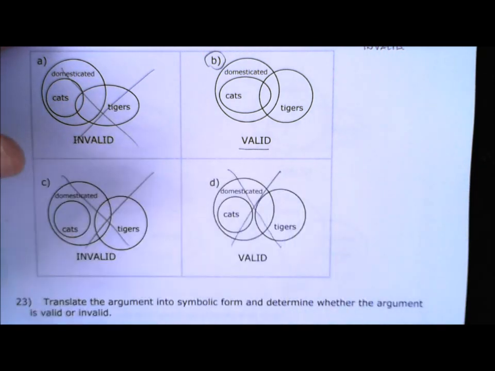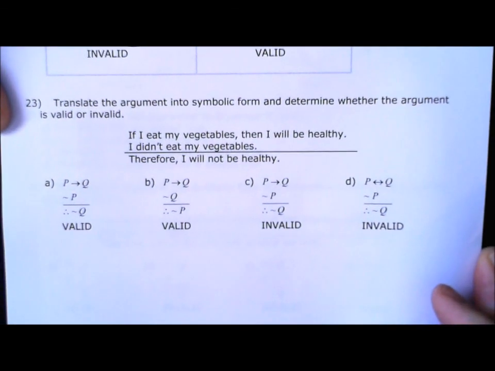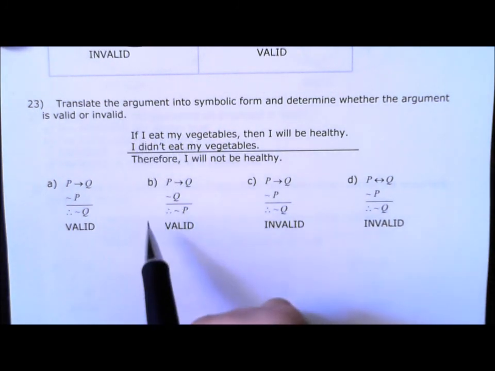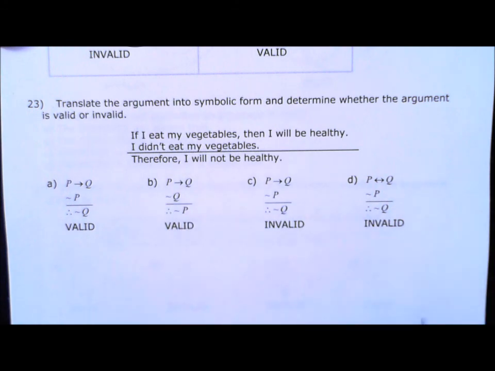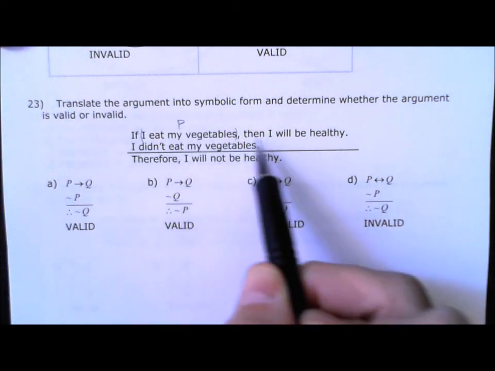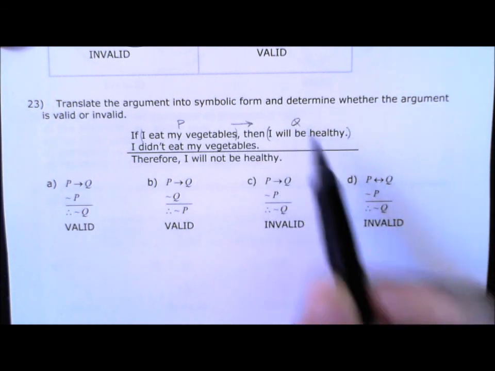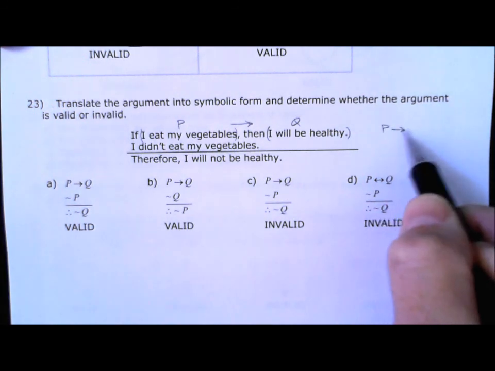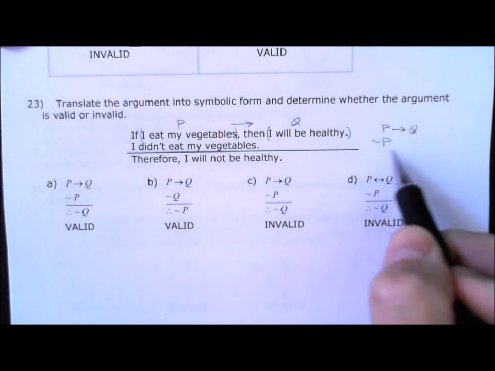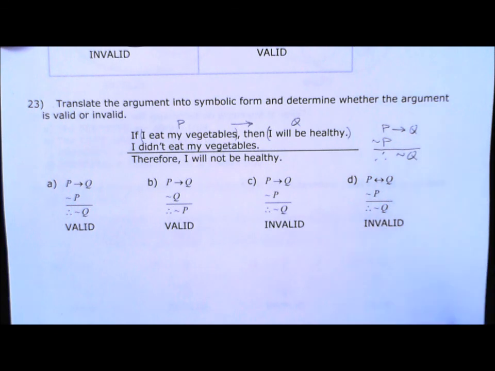All right, let's look at the next one, or the last problem. No, it's not quite the last problem. I think there might be some more. It asks us to translate the argument into symbolic form and then determine whether it's valid or invalid. And if I eat my vegetables, P, then I will be healthy, Q. So we have P arrow Q. I didn't eat my vegetables is not P. And the conclusion we can see is I will not be healthy.